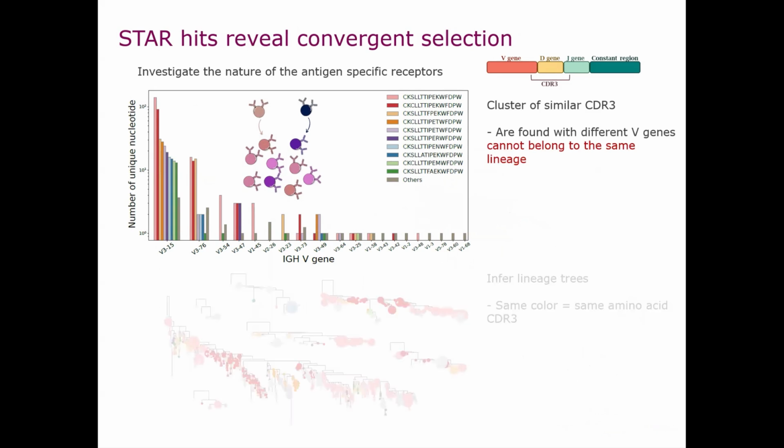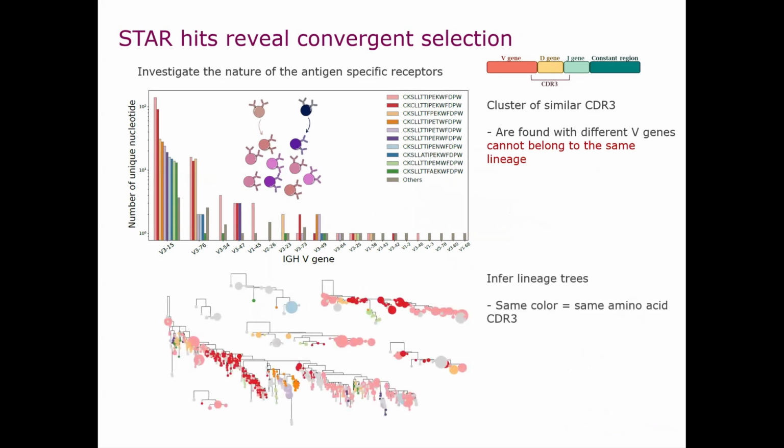And this means that they cannot belong to the same lineages. And so we tried to infer the lineages, and we reconstructed the lineage tree associated to this cluster of sequences. In this plot, the color code is the same as the plot above. So same color means same amino acid CDR3, and the different nodes are different nucleotide sequences. And the size is simply proportional to the number of reads in the data set.